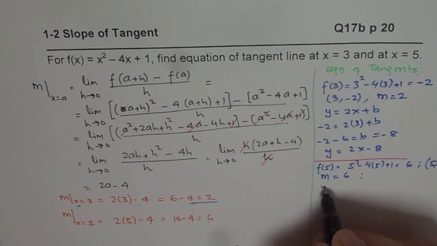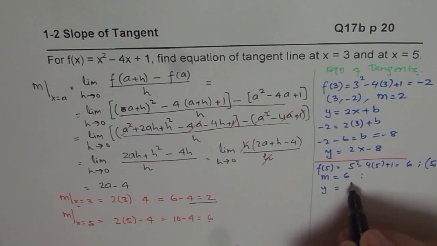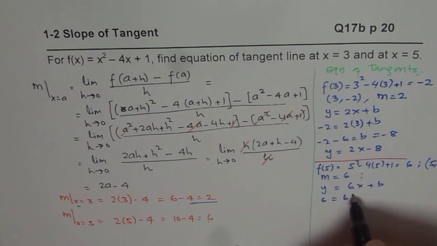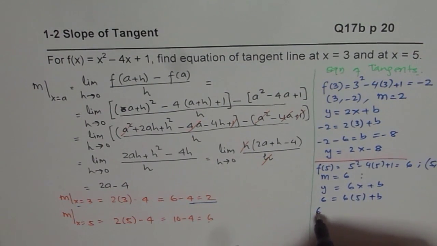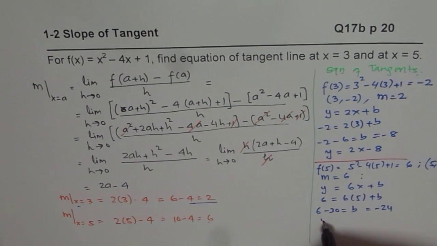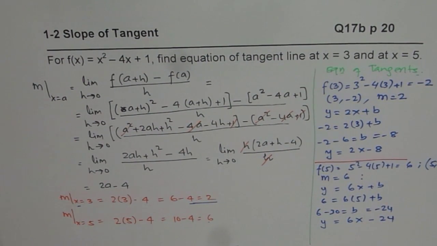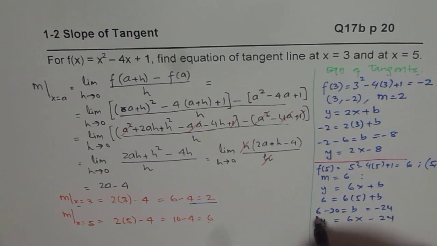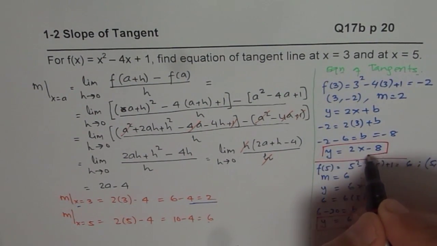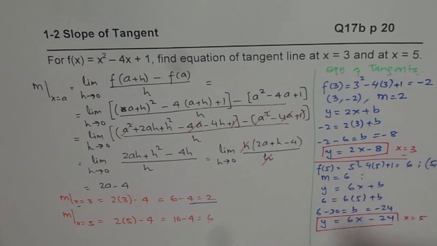So we can use the equation y equals 6x plus b. To find b, let's substitute 5 and 6. 6 equals 6 times 5 plus b. 6 minus 30 equals b. And that value is minus 24. Therefore, the equation is y equals 6x minus 24, right? So that becomes the equation. So these are the two equations. The second equation is for the tangent at x equals 5, and the first one is for the tangent at x equals 3.